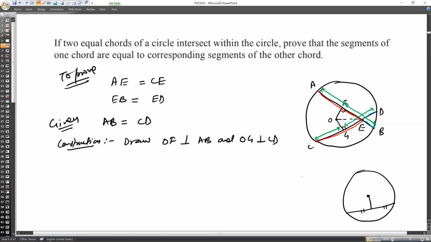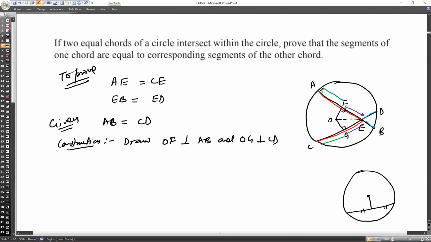But what you need to prove is not the whole AF equal to FB. You need to prove AE is equal to CE. First you need to prove that this portion is equal to this portion, which is very simple. Then you need to prove that FE is equal to GE. And when you add green plus violet and green plus violet, you will get AE plus CE.